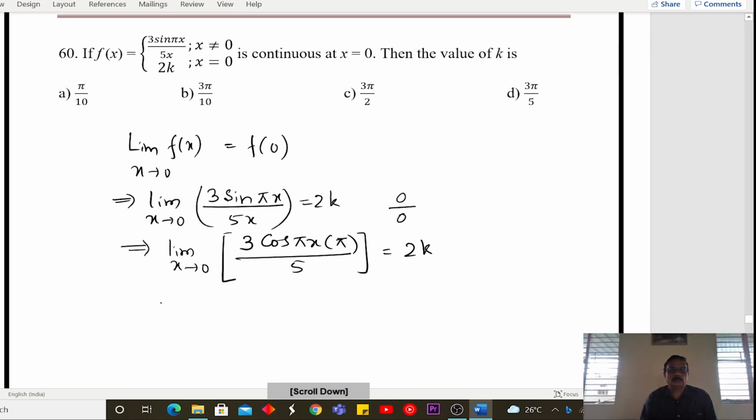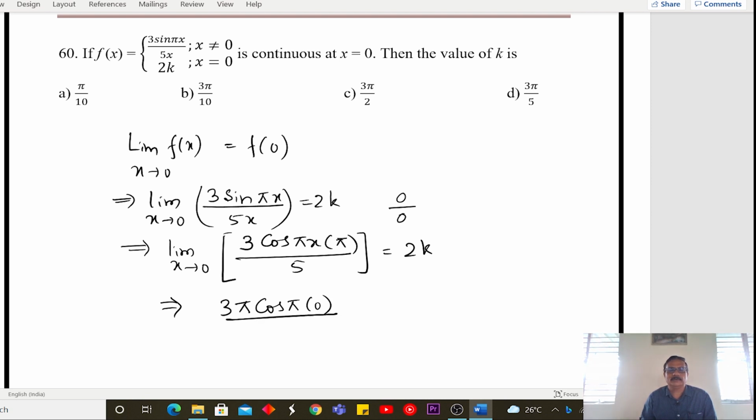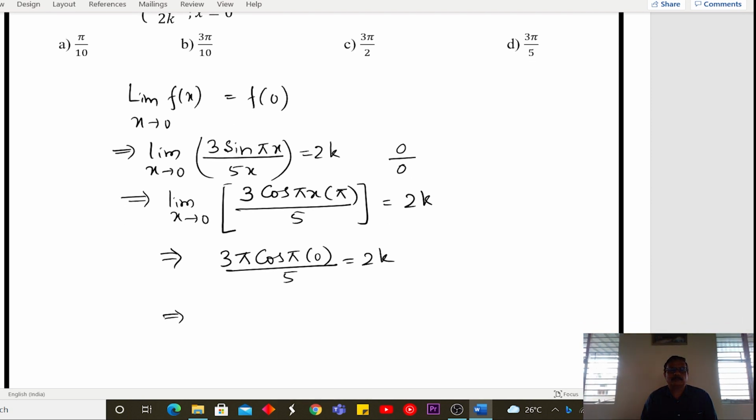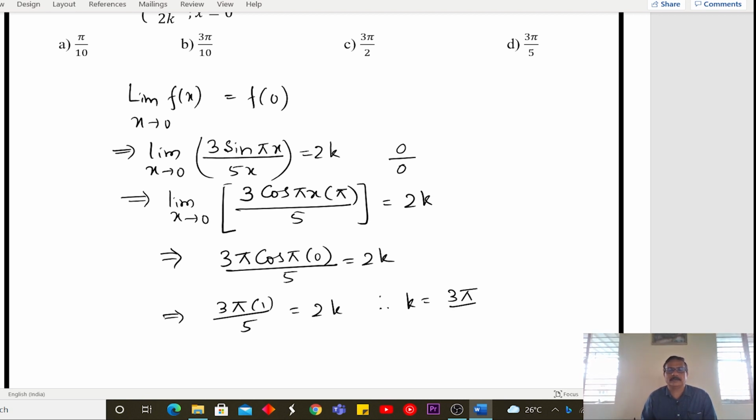Okay, next step, put x equal to 0. 3 into π cos(π into x) with x value 0, divided by 5 is equal to 2k. So this implies 3π into cos 0, cos 0 is 1, divided by 5 is equal to 2k. Therefore, k is equal to, cross multiply, 3π divided by 2 fives are 10. So the value of k is 3π/10. So option B is the right answer.